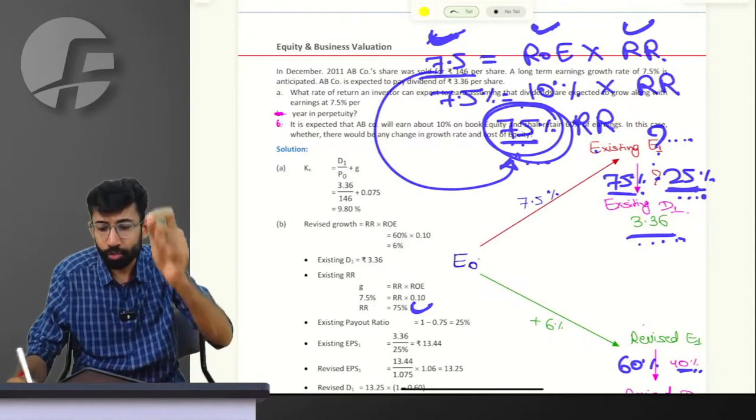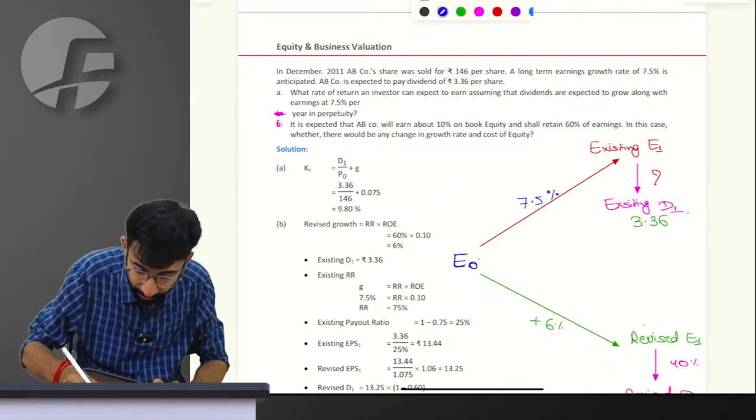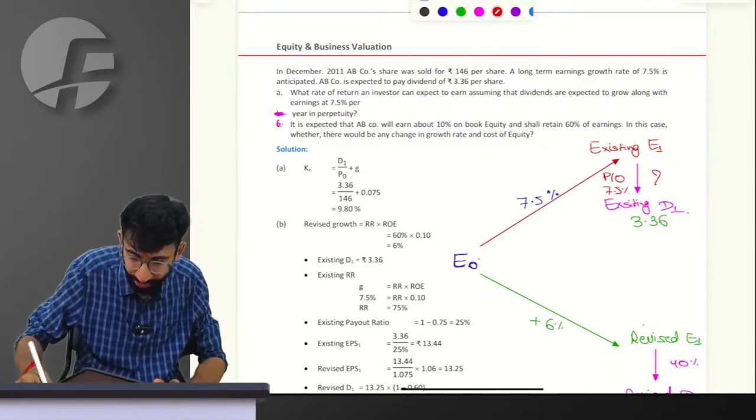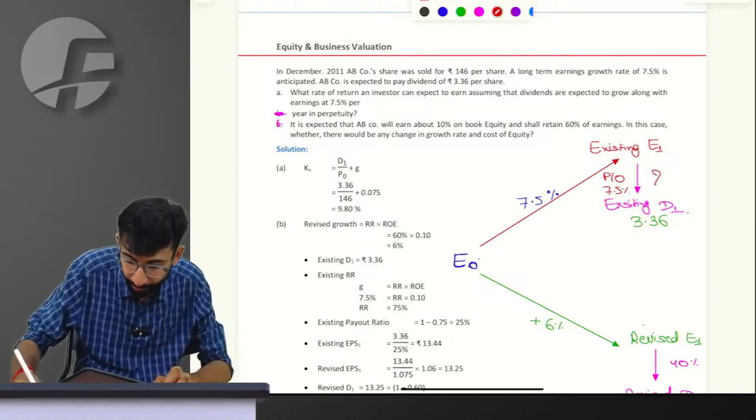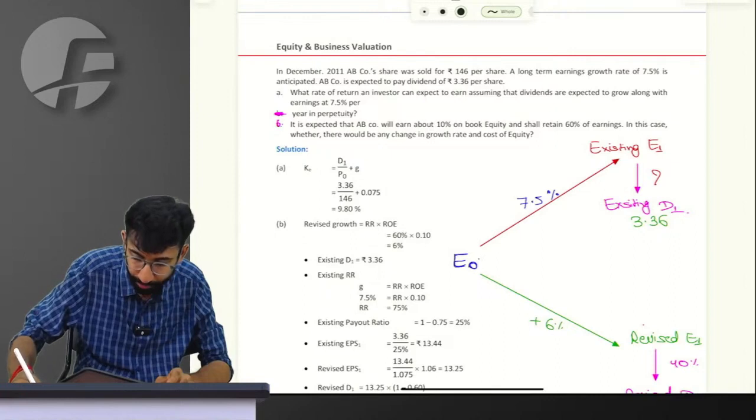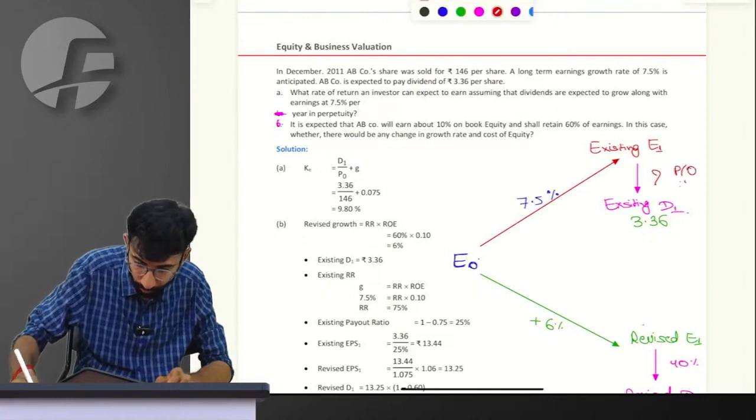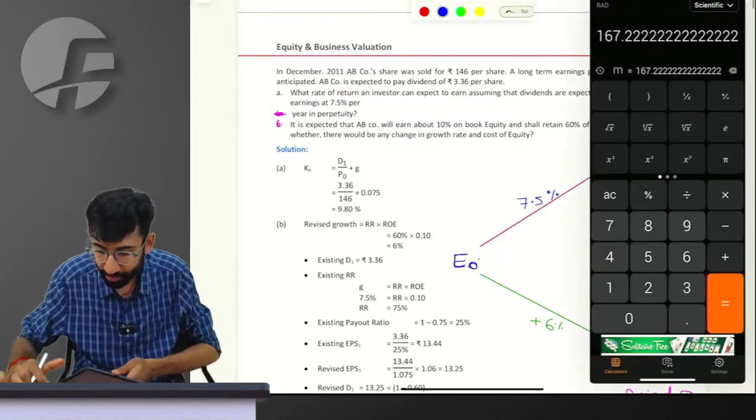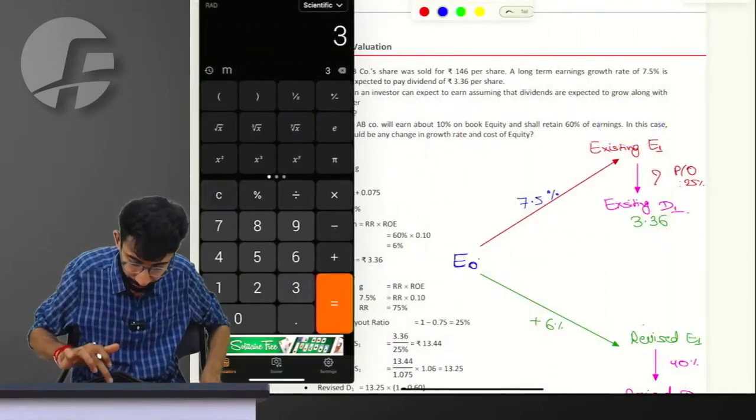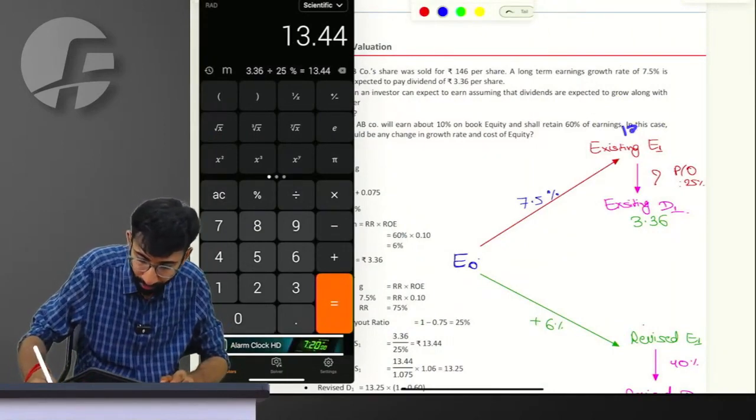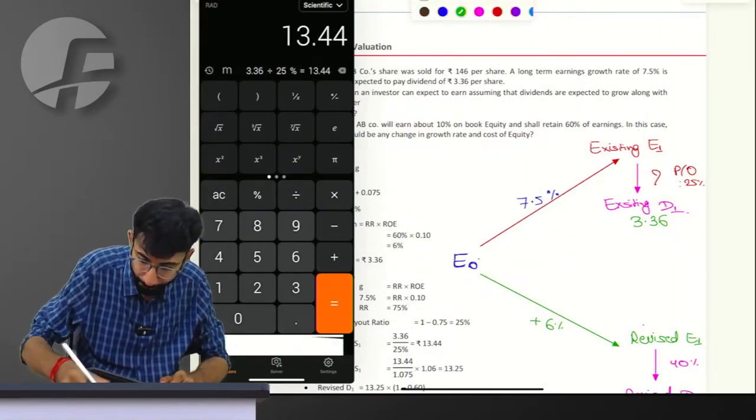I want you all to use your calculator. Imagine this. If the payout ratio is 25%, please back calculate the existing EPS. So 3.36 divided by 25% gives you 13.44 as the existing EPS.